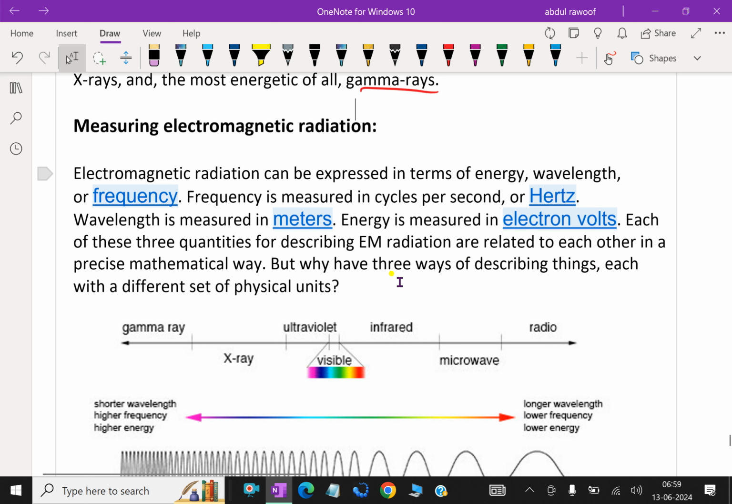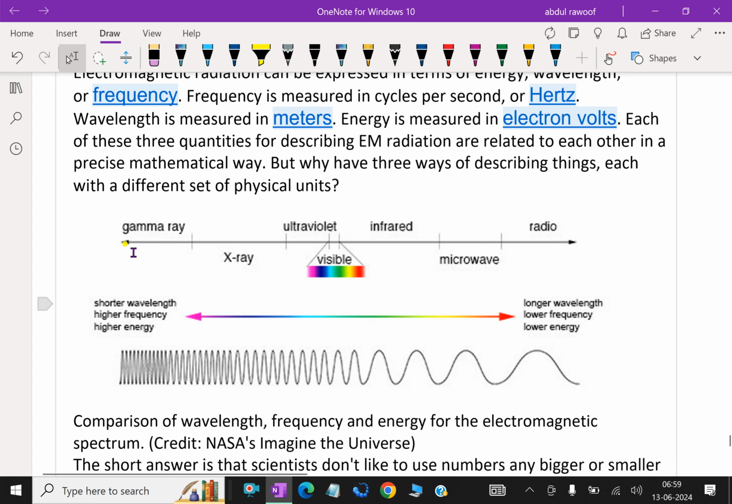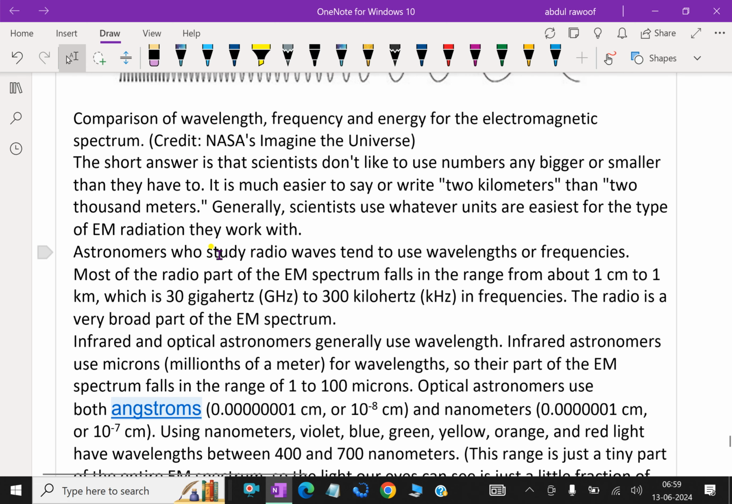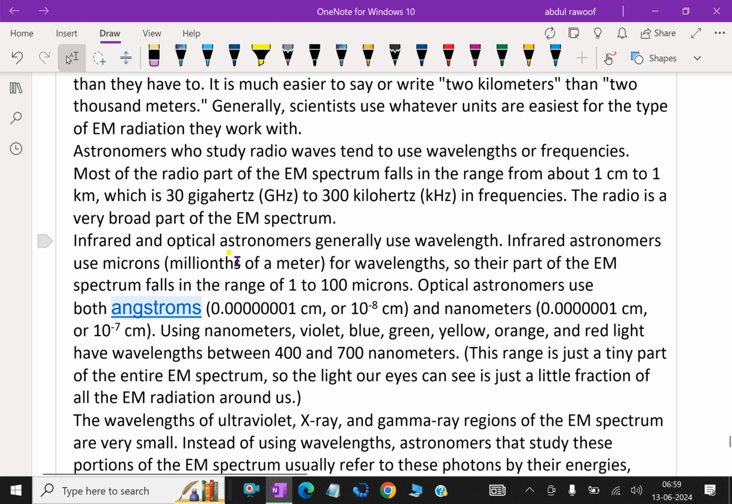But why have three ways of describing things, each with different sets of physical units? Here, look at here. This end is gamma rays, this end is radio waves. In between, visible light lies between these two ranges. Normally, the wavelength is given in Angstrom units. An Angstrom unit is 10 power minus 10 meter.